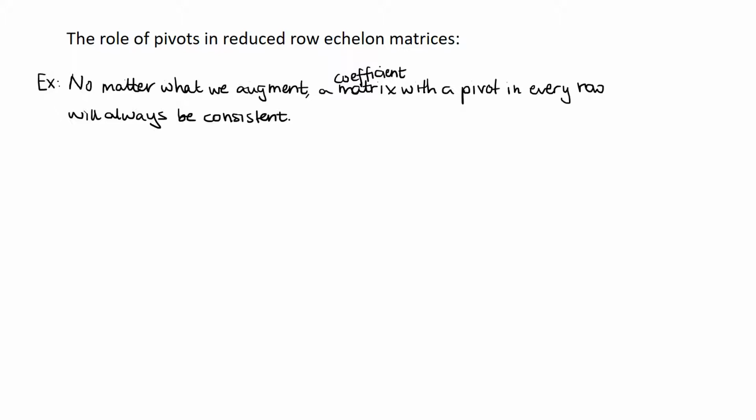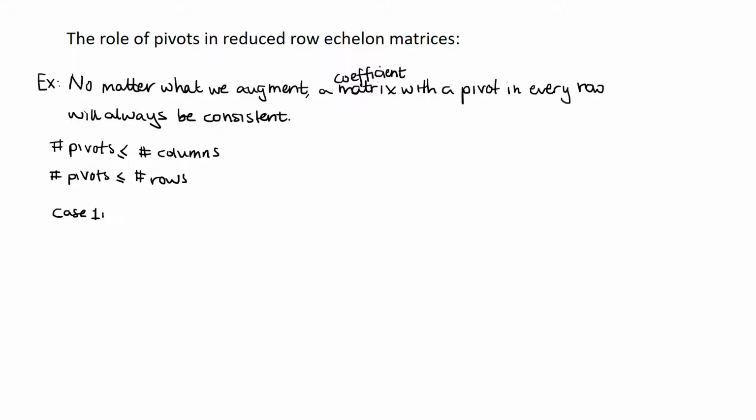So the claim is that no matter what we augment, a coefficient matrix with a pivot in every row will always be consistent. Okay, so there are a couple of cases here. So remember that the number of pivots is less than or equal to the number of columns, and the same thing is true for rows. So we have the maximum number of pivots for our rows. Okay.